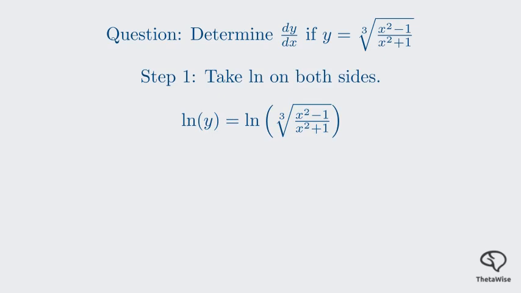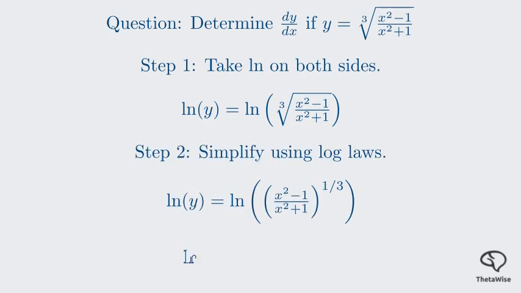Step 2. Simplify using the logarithmic laws. First, let's rewrite the cube root as an exponent. The cube root is the same as raising to the power of 1/3. Now we can apply the power rule to bring this exponent to the front as a coefficient.